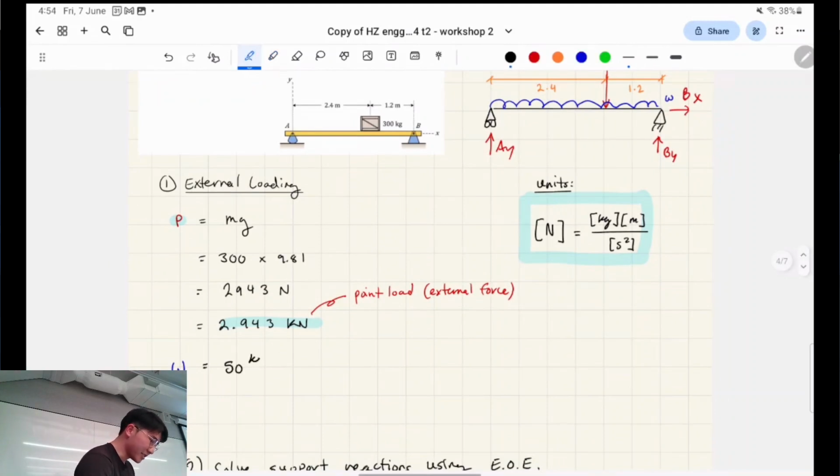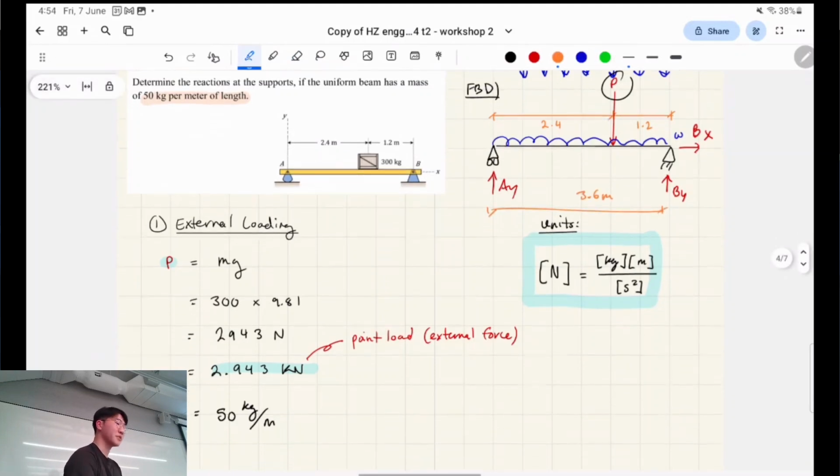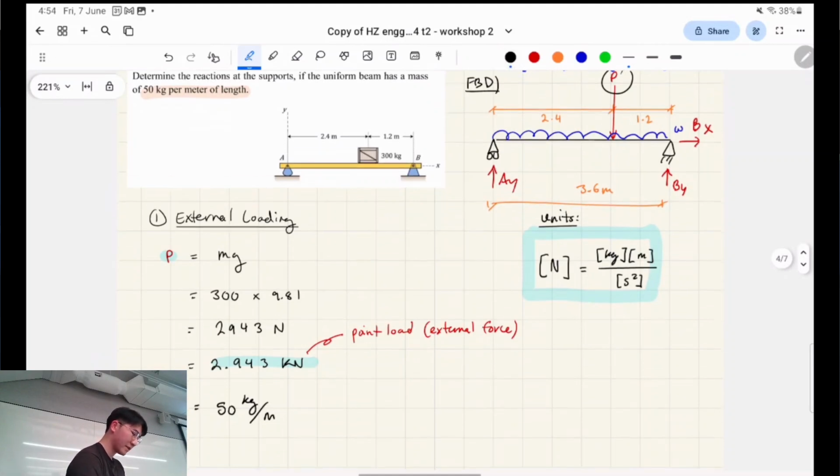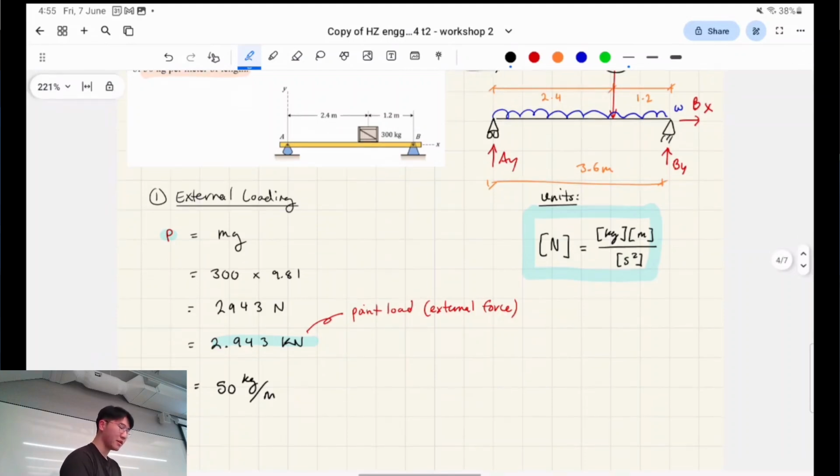Basically, it just tells us it's 50 kilograms per meter. What does that meter mean? It means for every 1 meter, it's going to weigh 50 kilograms. Does that make sense? So this whole beam is, how long is it? 3.6 meters. Does that make sense? What have I done? Yes. Okay, basically, I'm actually going to keep W in kilonewtons per meter.